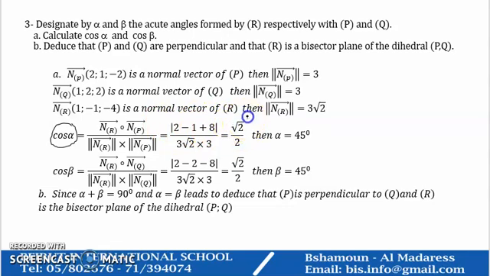So we obtain radical 2 over 2, and we know that if cosine of alpha equals radical 2 over 2, then the angle equals 45 degrees. We are talking about an acute angle. Similarly, cosine of beta equals radical 2 over 2, then beta equals 45 degrees. Since alpha plus beta equals 90 degrees and alpha equals beta, this leads that P is perpendicular to Q, and that R is the bisector plane of the dihedral PQ.